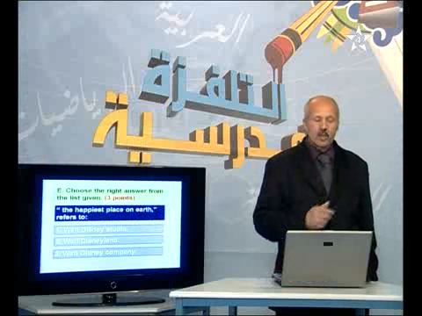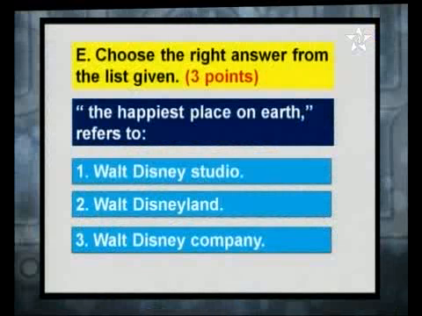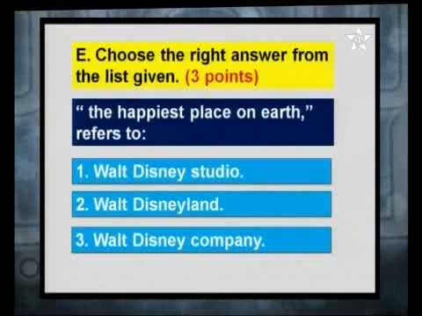Next question, and the last one. Same thing, choose the right answer from the list given. It's a multiple choice question. It's 3 points, meaning you get 1.5 points for each correct answer. The happiest place on earth refers to Walt Disney Studio, Walt Disneyland, Walt Disney Company. Again, we don't have a direct answer here. As I told you earlier, sometimes you need to use your own life, your imagination to find the answer.